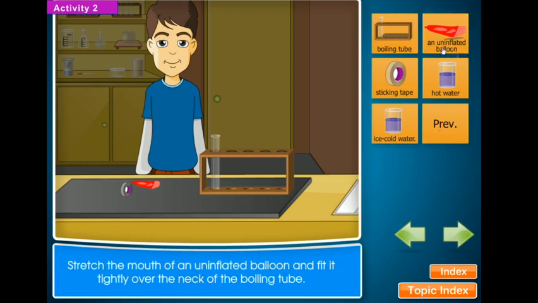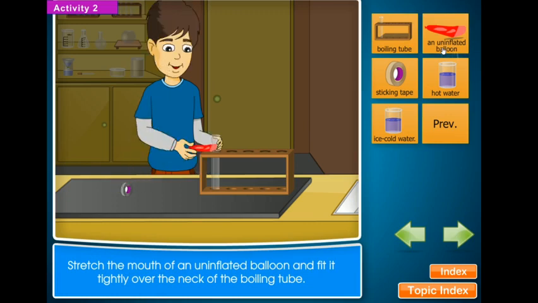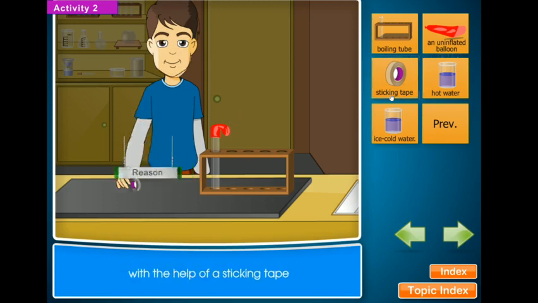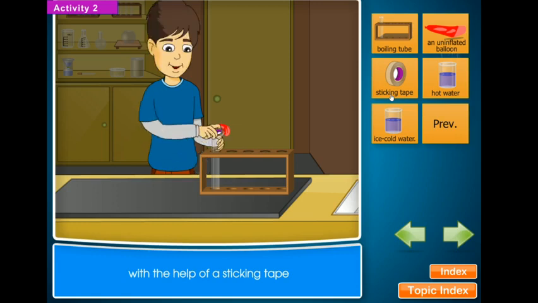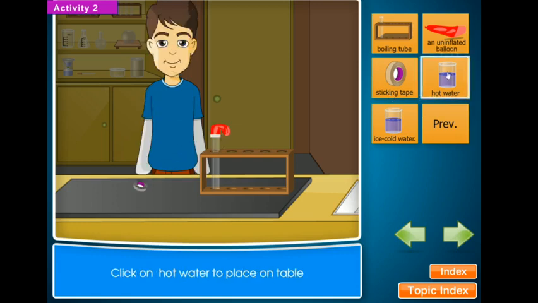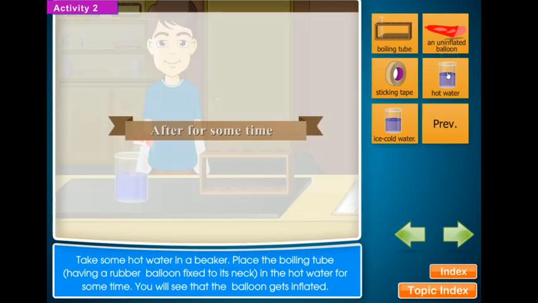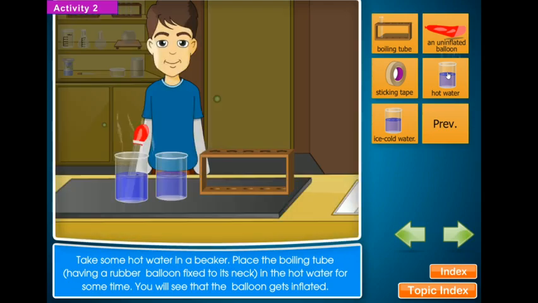Stretch the mouth of an uninflated balloon and fit it tightly over the neck of the boiling tube with the help of a sticking tape. We take some hot water in a beaker. Place the boiling tube having a rubber balloon fixed to its neck in the hot water for some time. We will see that the balloon gets inflated.